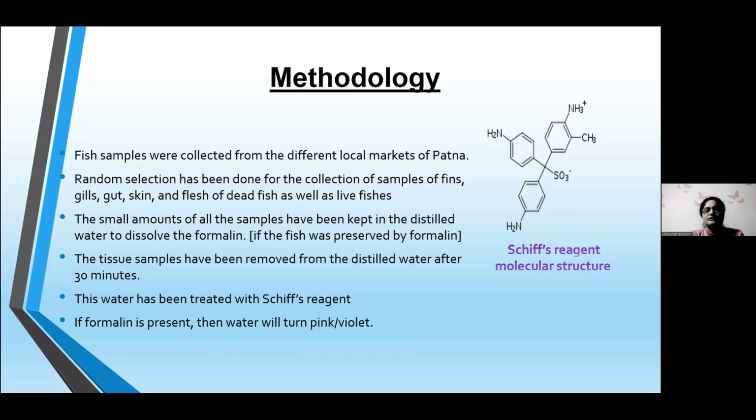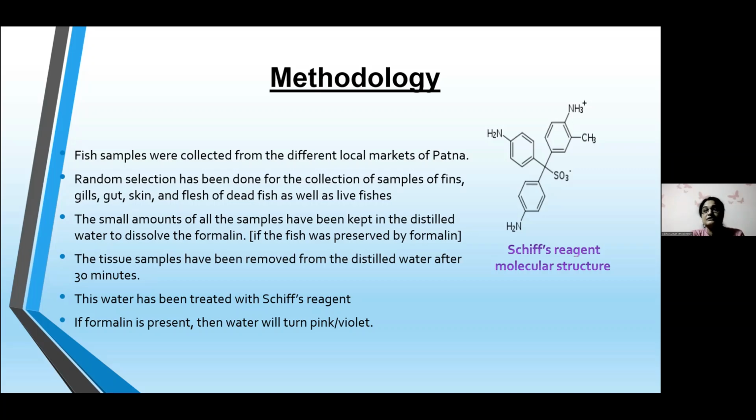So whenever the samples were kept in the water, the formalin mixed with that water. After 30 minutes, the removal of the tissue, if the fish is preserved in the formalin, that formalin will dissolve in the water, and that water is treated with SIFS reagent. SIFS reagent is also a very cheap reagent and easily available in the chemical store. So we have used this SIFS reagent.